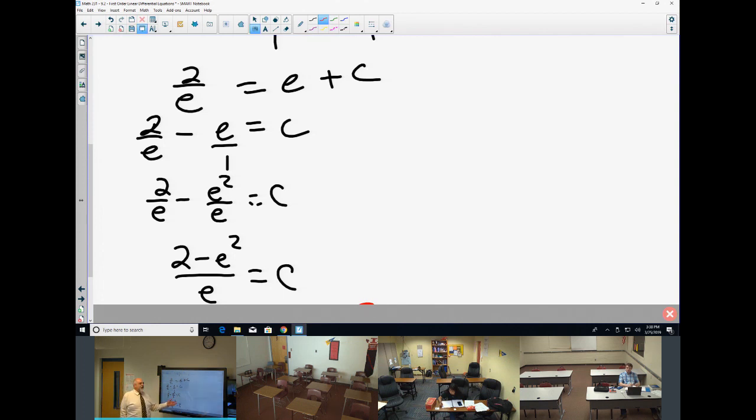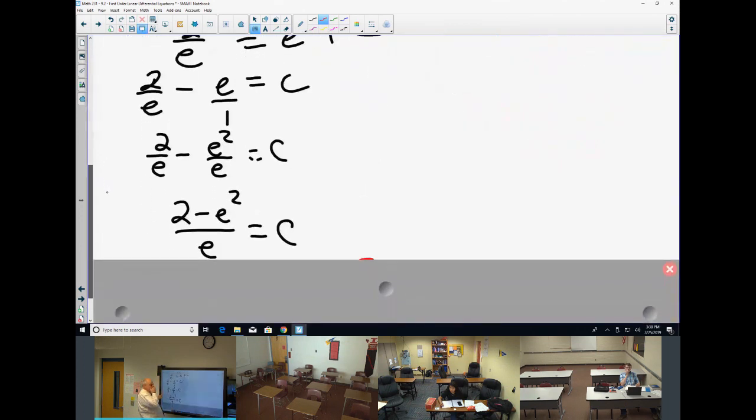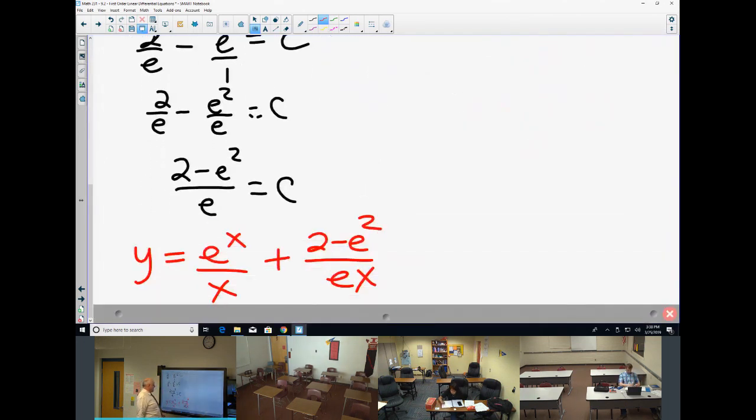But then once you figure out what c is, then you go back into the original problem and plug that in. And so your final answer would be y equals e to the x over x plus 2 minus e squared over e, over x. Because it was c over x. So once you get the c, you just plug in, this is what the c is right here. So you're just plugging that in.